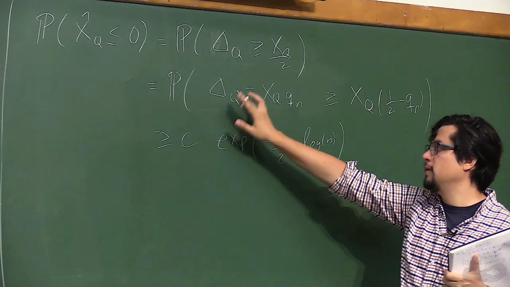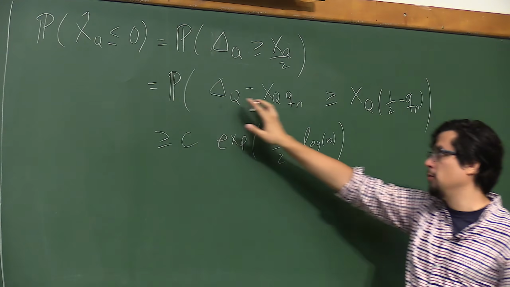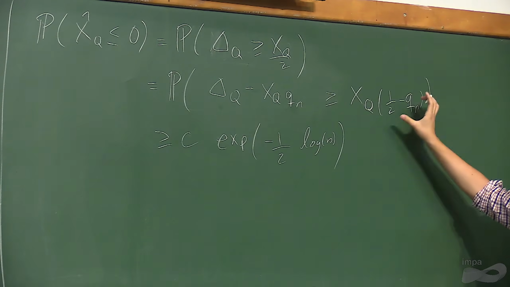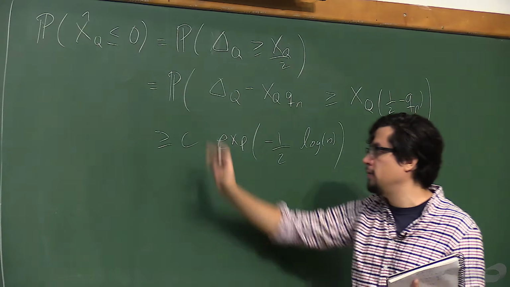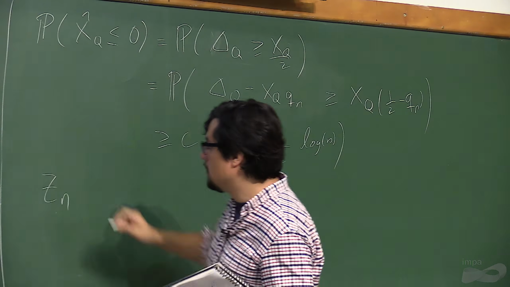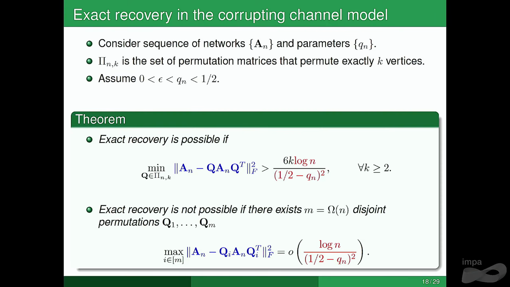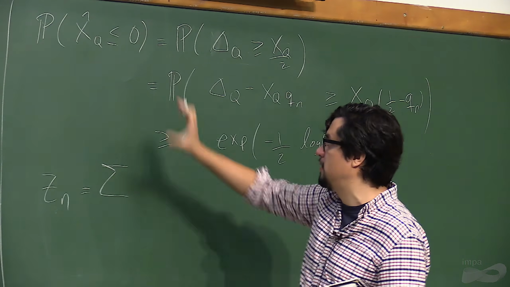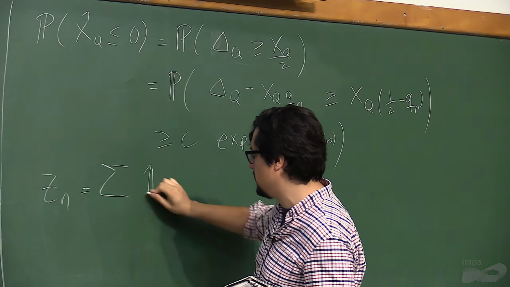I mean, essentially, you can think of this as behaving kind of like a Gaussian distribution. So delta Q is going to be closer to its mean than this quantity for sufficiently large n. So we can lower bound this probability. And now we just need to look at the random variable Zn, which counts, out of the n permutations that we have, how many of them are incorrect, or how many of them are giving us a better likelihood than that true permutation.